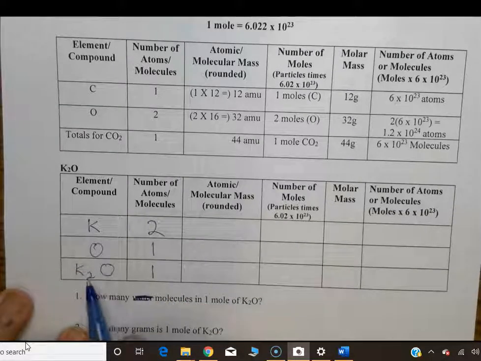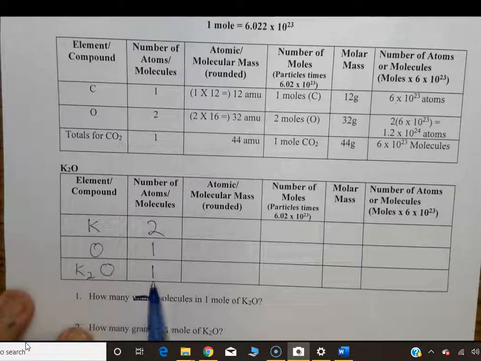It's actually an ionic compound because it's metal, non-metal. I'm calling it a molecule. It's really a formula unit, but let's not worry about that distinction right now. Okay, so there you go.